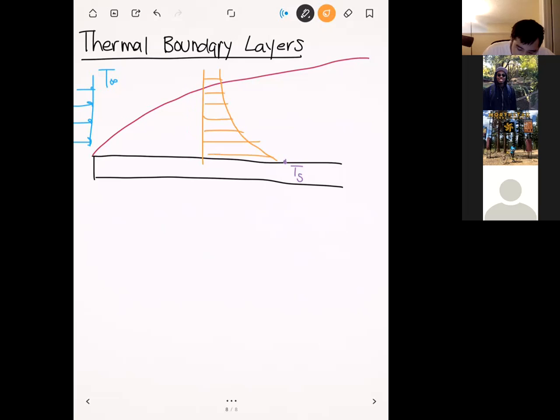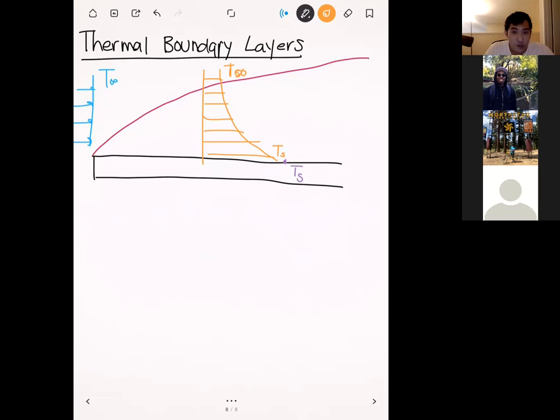Where at the bottom of this graph, we have TS. Basically the fluid that's right next to the plate will have the same temperature as the surface. Then as you get outside the boundary layer, the fluid will have the same temperature as the free stream. And in between, we have our boundary layer, which is where the transition occurs.